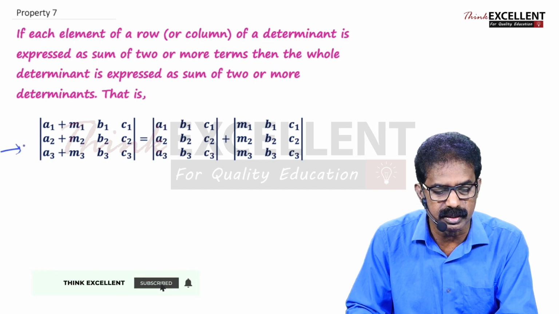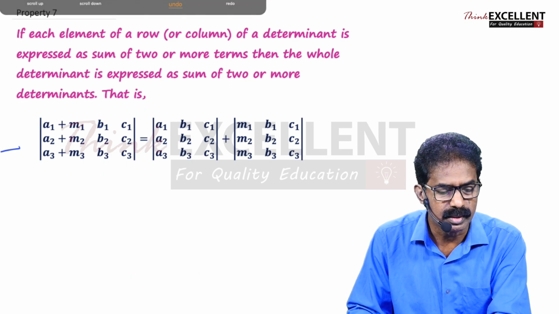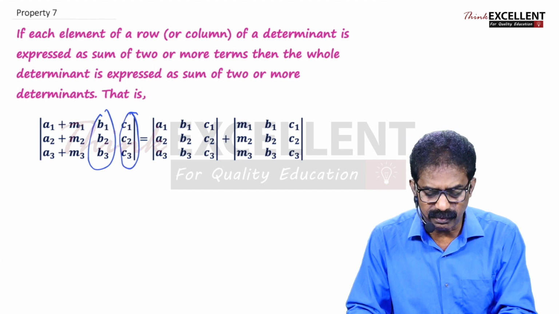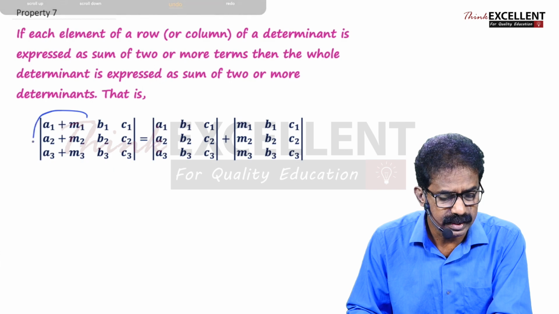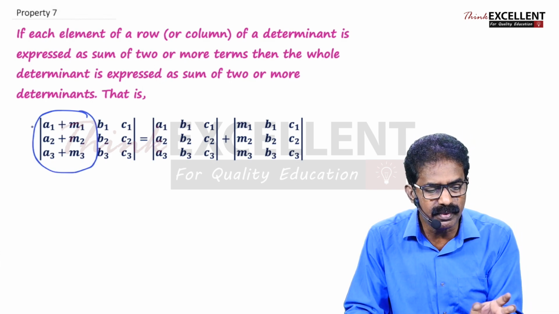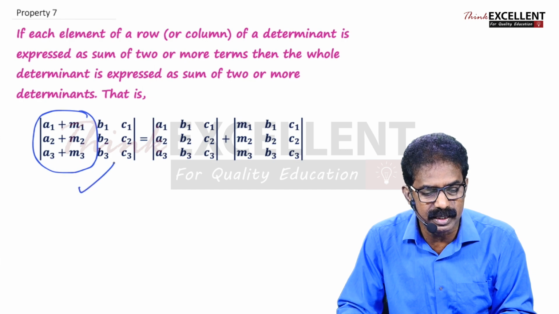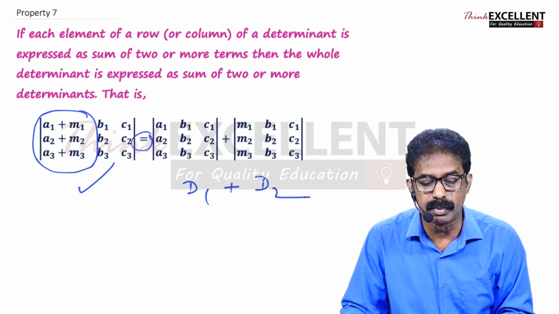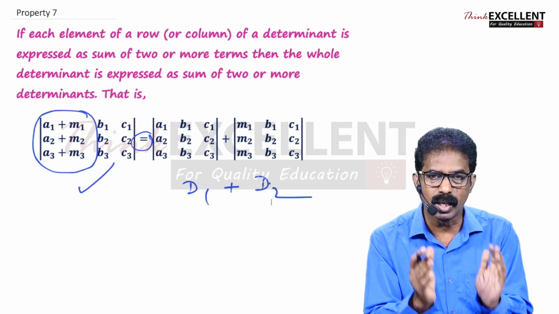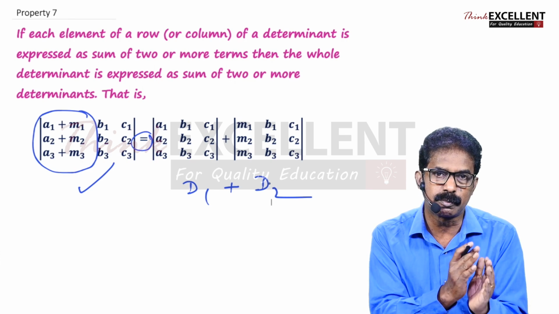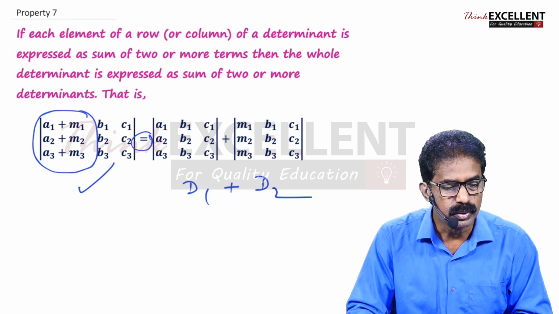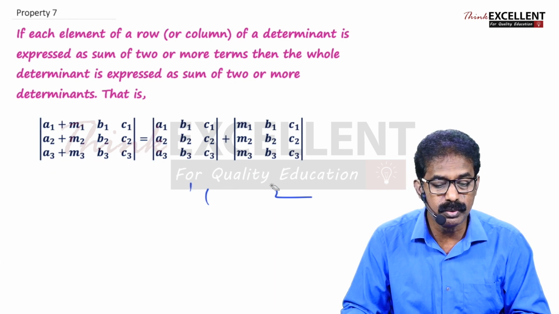Now the next one, please listen. Look at this one, this step you see. What is the speciality here? Second column, all single numbers, right? Third column, all single numbers only. Only the first column you can see as the sum of two terms. Every element is the sum of two terms. Then this determinant can be expressed as the sum of two determinants. So if in one determinant, one column is expressed as sum of two terms, either a column or row, then you can write this as the sum of two determinants.